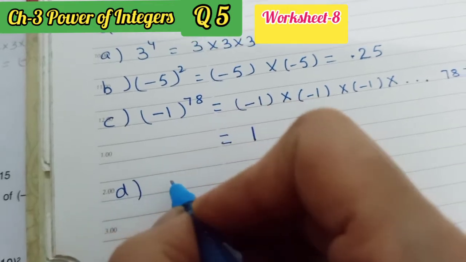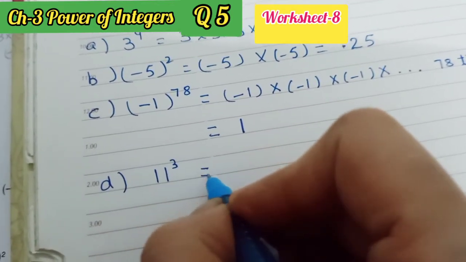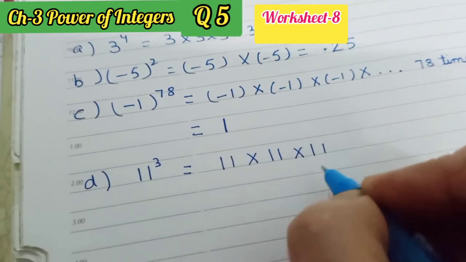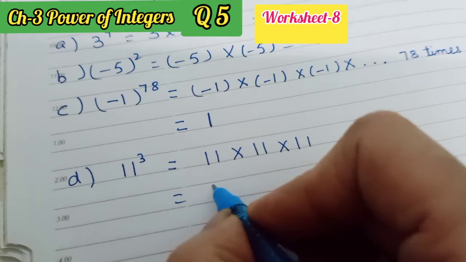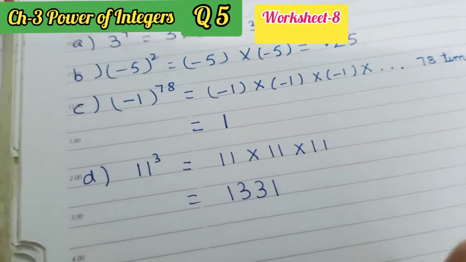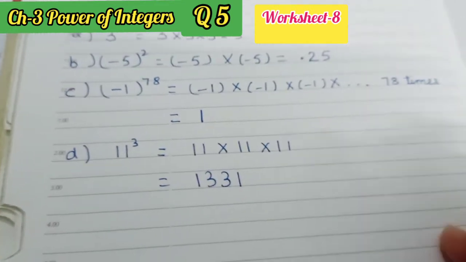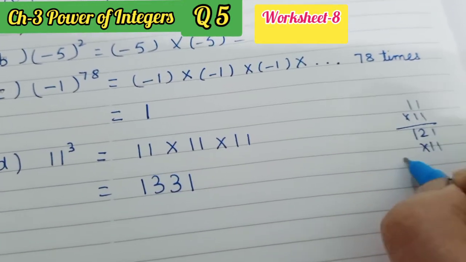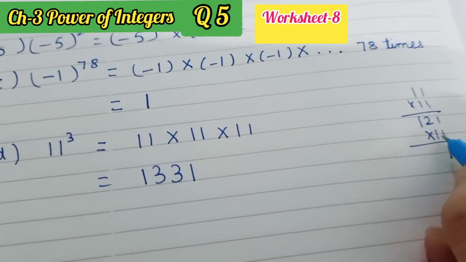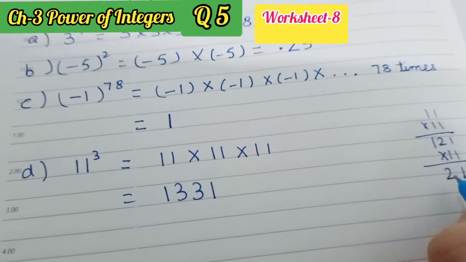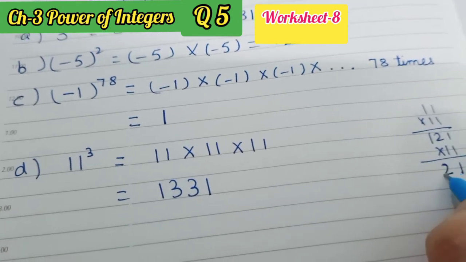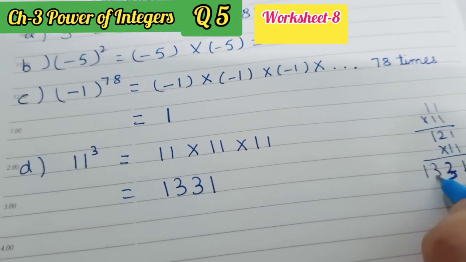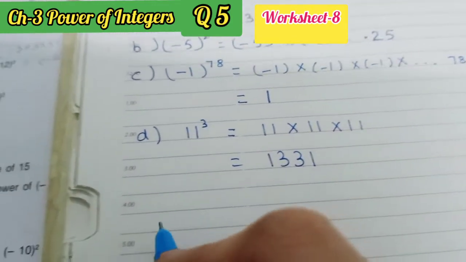Next question is 11 raised to power 3. That means we multiply 11 by 11 by 11, 3 times. Multiply it, we will get 1331. You can multiply 11 times 11, we get 121. Multiply by 11: 11 ones are 11, 11 twos are 22, and 2 will carry. 11 ones are 11 and 2 is 13. We will get 1331 as the answer.